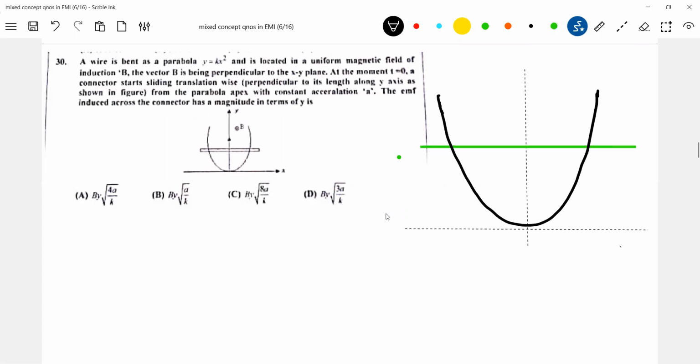Read the question. So look at the rail. This is that rail, parabolic rail, and this is that rod. It is moved now. So what is the EMF? The EMF induced across the connector, its magnitude in terms of y. It is asking for the EMF induced across the rod.